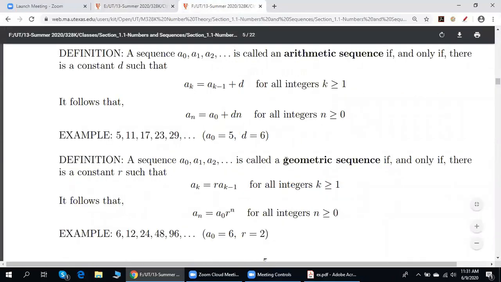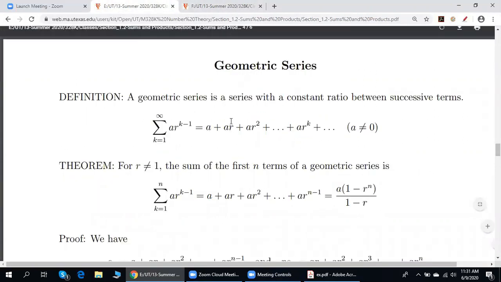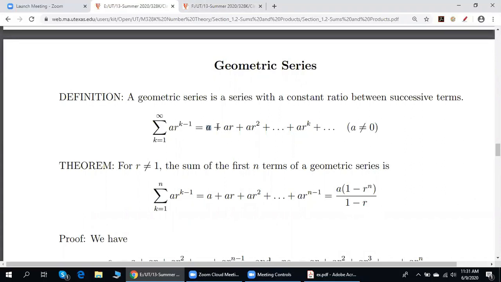Here is a geometric sequence. In simple words, a geometric sequence is a, ar, ar squared, and so on. A geometric series is an infinite sum of these terms: a plus ar plus ar squared plus, and so on.